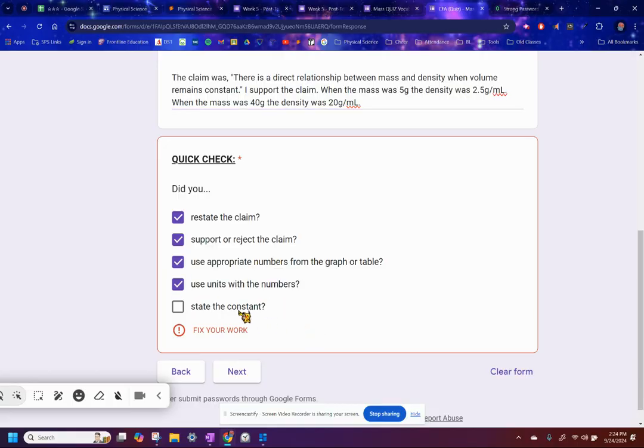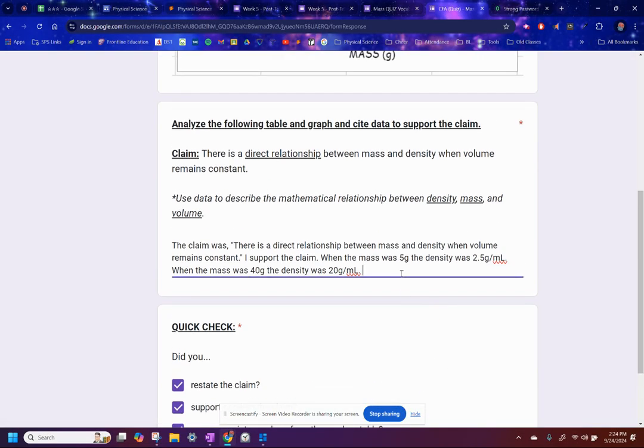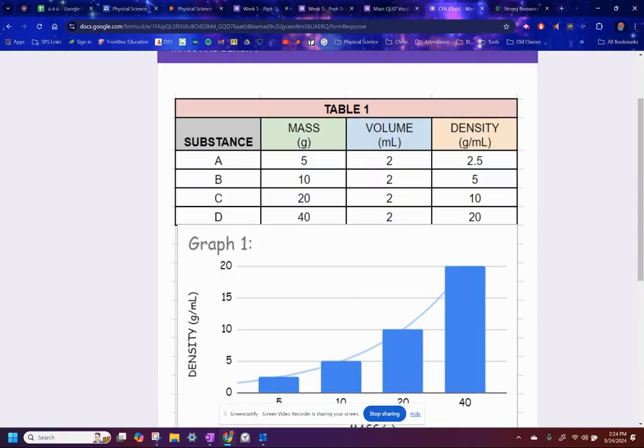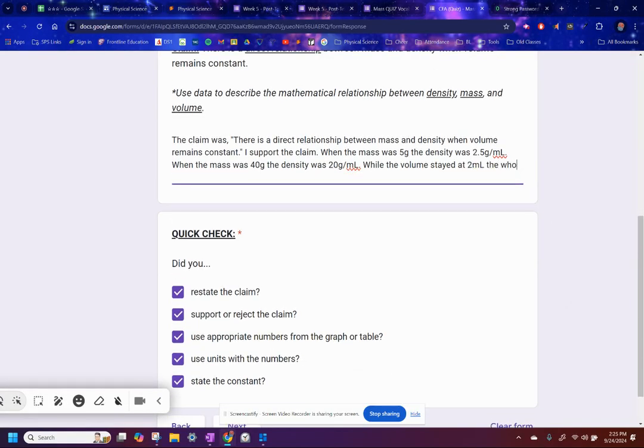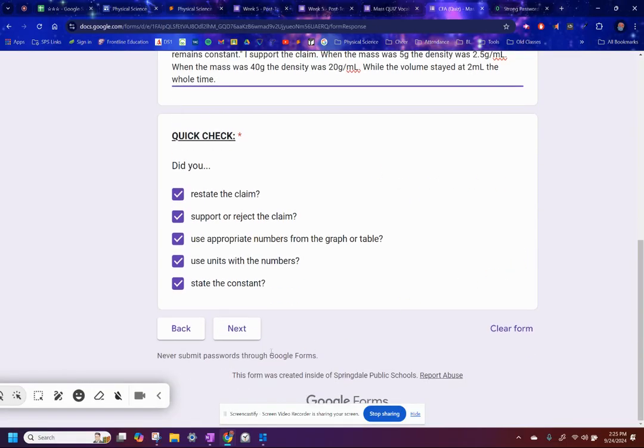Oh, I need to say something about the constant. What stayed constant? The volume stayed at, what did it stay at? 2 milliliters the whole time. Done. Next.